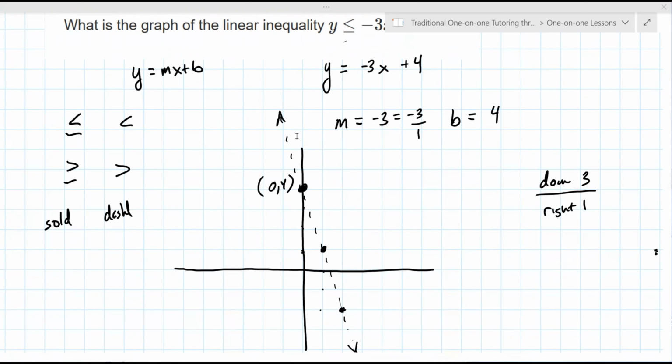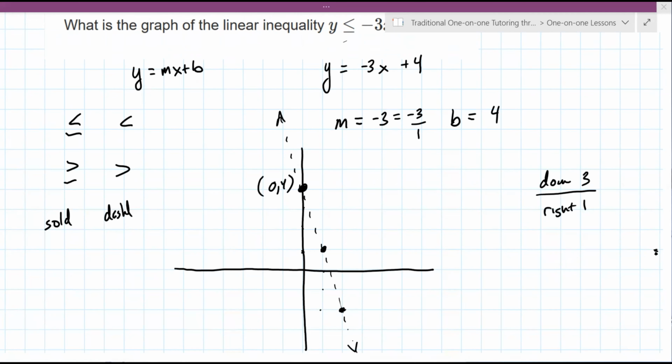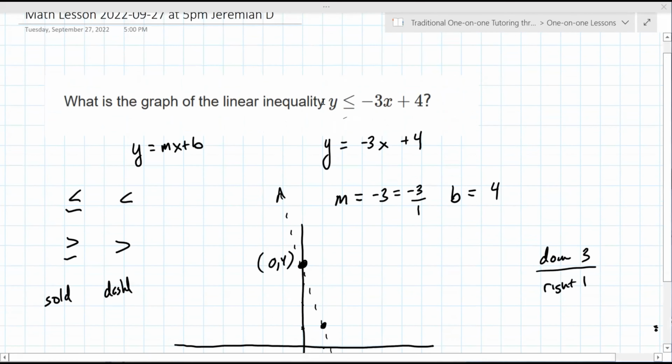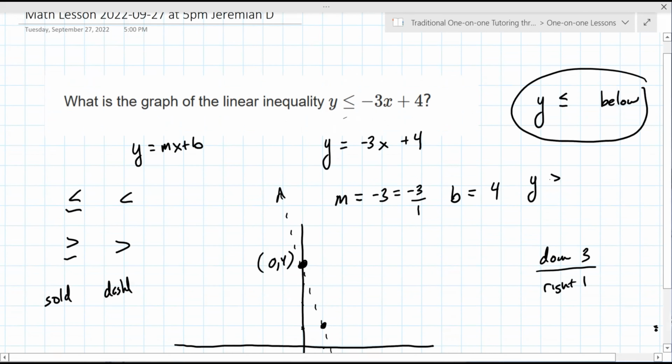Now to decide which side to shade, do you remember anything from your notes about how to decide that? Whether it's negative. Okay, there's two approaches, and the first approach is when it's actually solved for y. When you have a y less than or equal to, you're always shading below. If you have a y greater than or equal to, you're shading above.